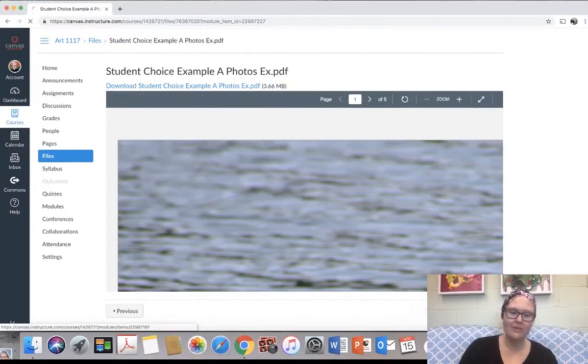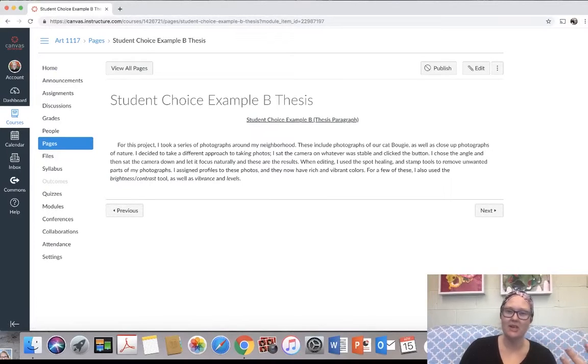I also have one more image. I have a lot of really good examples of this project, so it's always hard for me to limit myself to how many I show you. But I want these to be an idea.